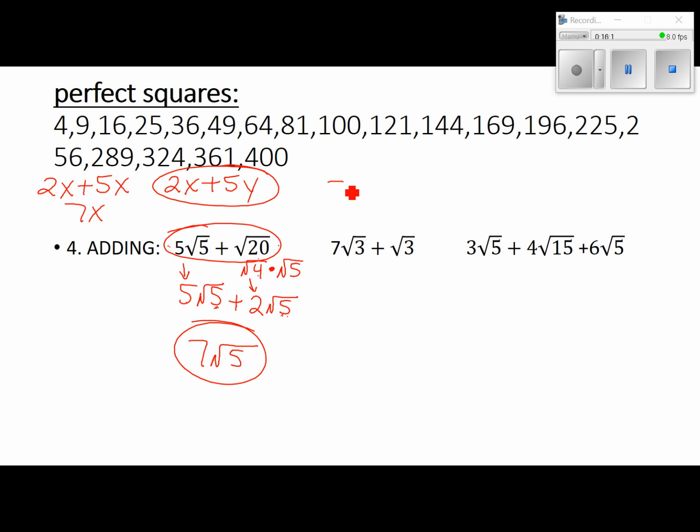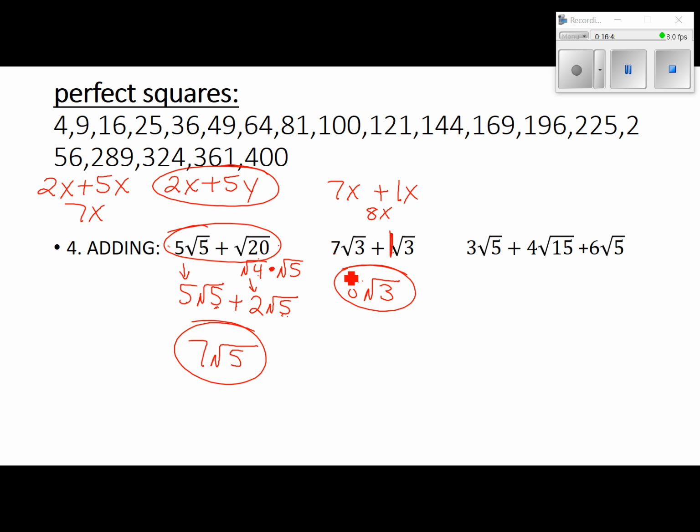On this one, if you had 7x plus 1x, all this works for subtraction too. I just only put addition on here. 7x plus 1x, that would be 8x. Same idea here. You've got to remember that the coefficient in front of the x, if there's not a number, is a 1. So on this, it's going to be 7 plus 1, that's 8. And then the square root of 3 just stays the same. So that simplifies to just 8 times the square root of 3.